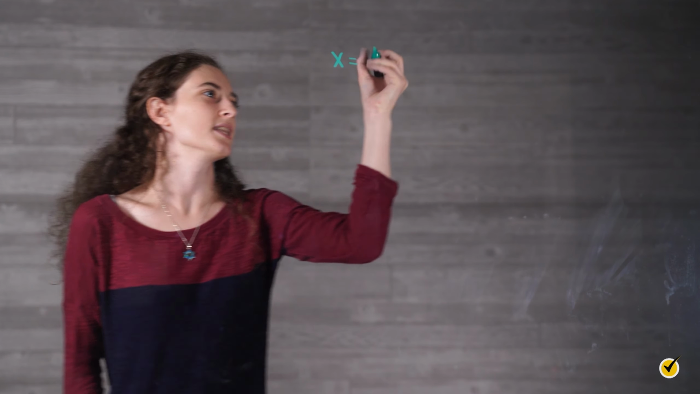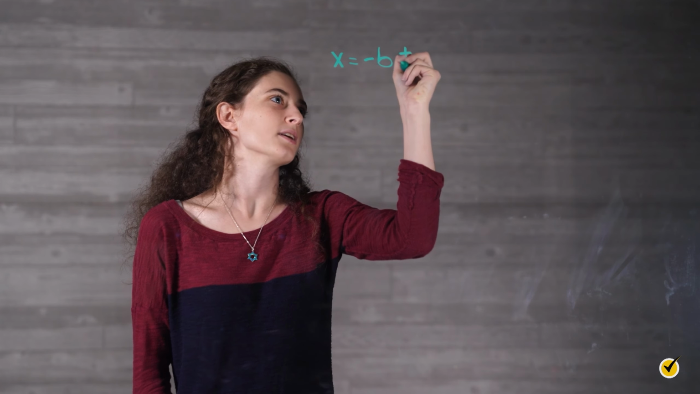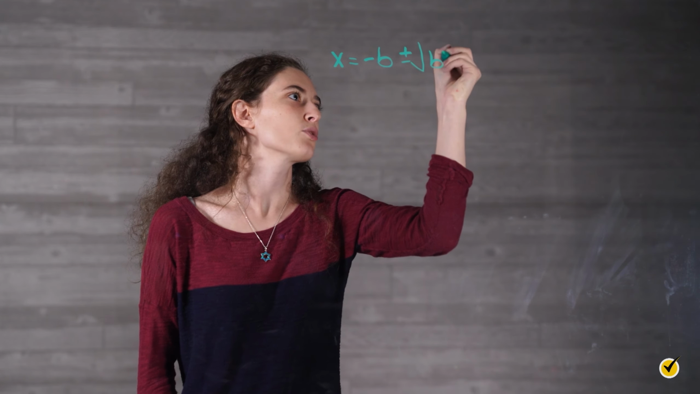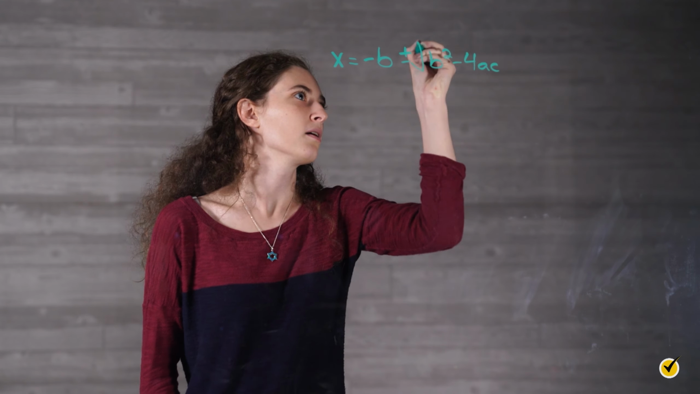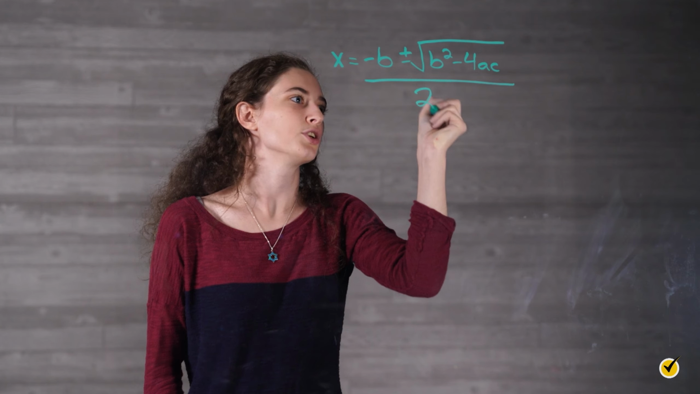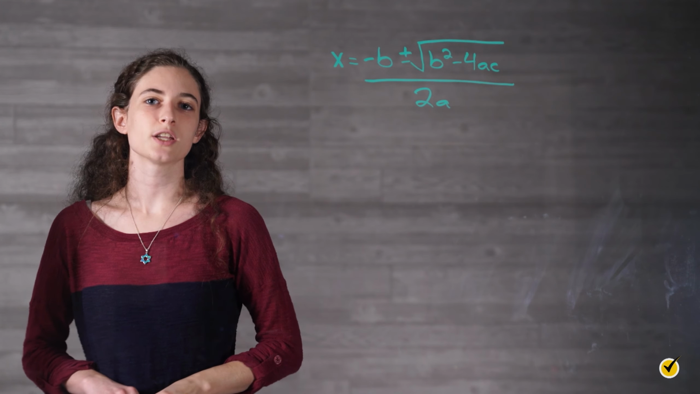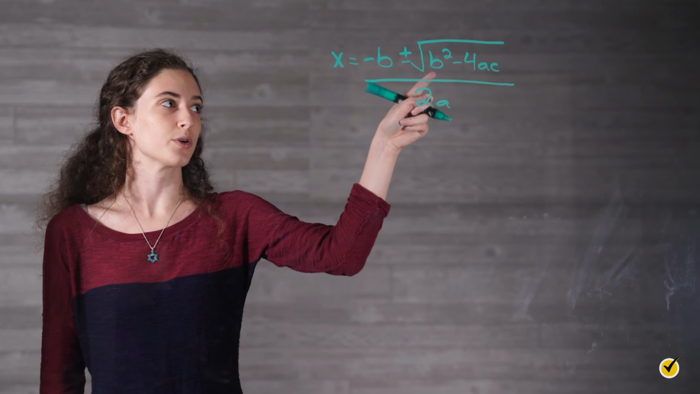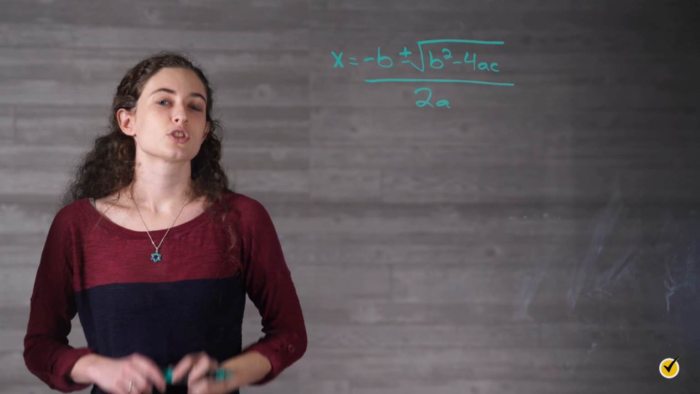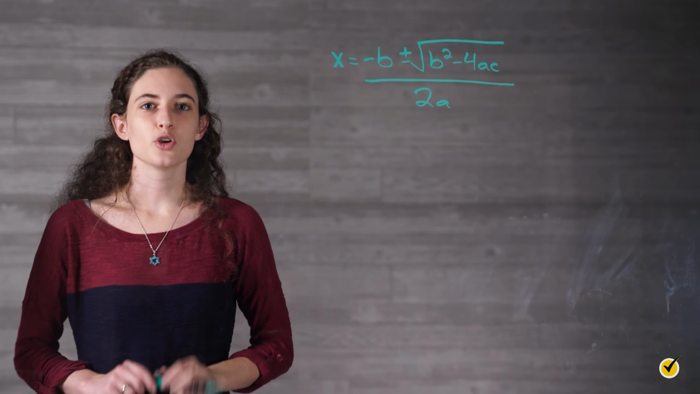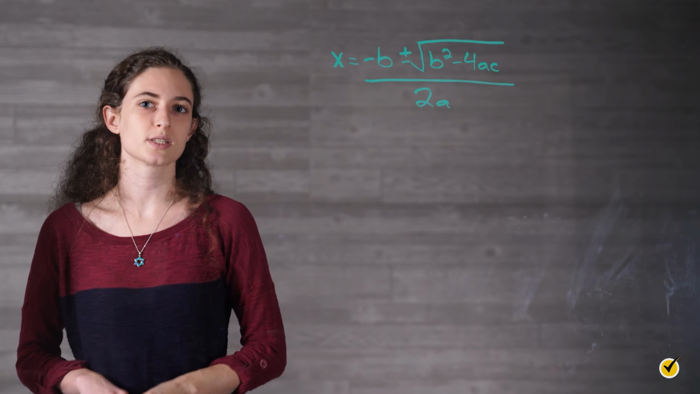X is equal to negative b plus or minus the square root of b squared minus 4ac all over 2a. The piece of the quadratic formula under the radical, the square root sign, is called the discriminant. Calculating its value helps us know how many solutions to expect.